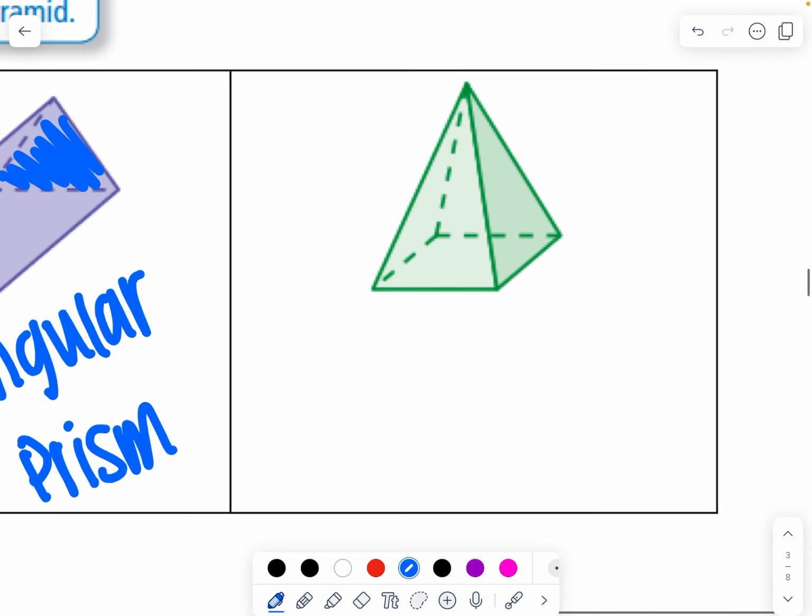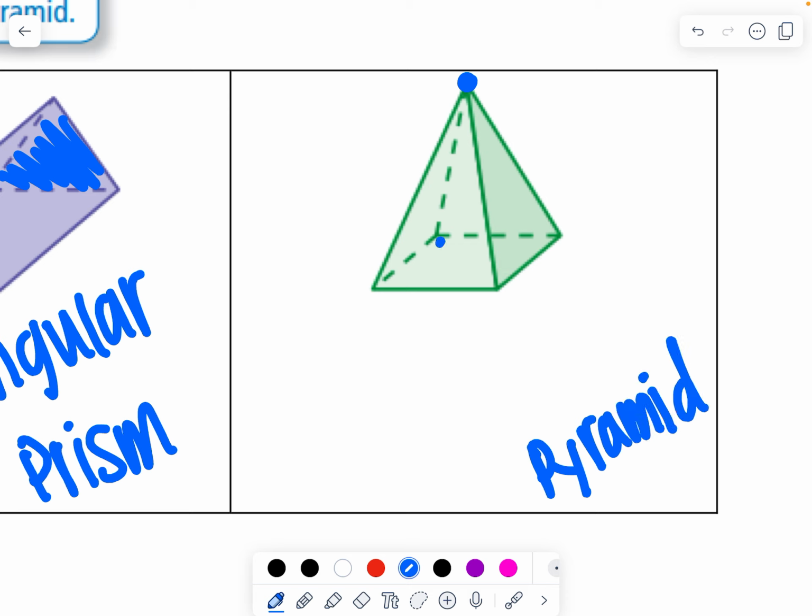So on this one, try it on your own. Try and come up with whether it's a pyramid or a prism, and then whether it is triangular, square, hexagonal, any of those. The main ones you're going to be focusing on are triangular and square and rectangular. Okay. So this point up here means it's a pyramid.